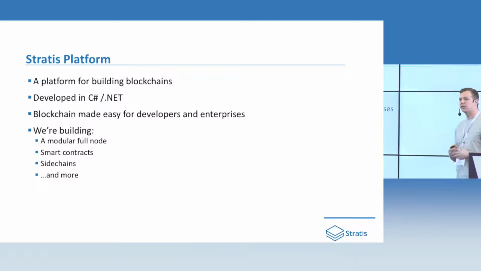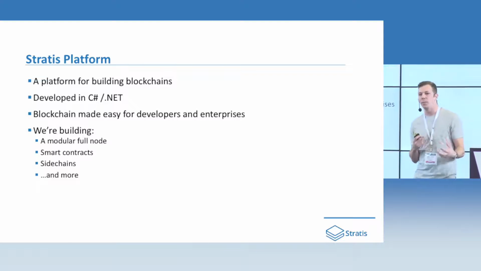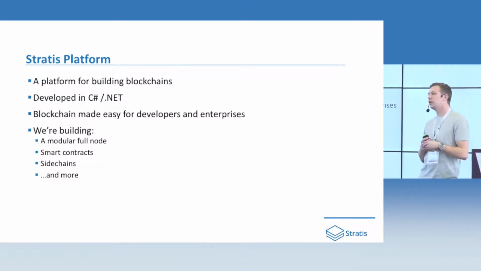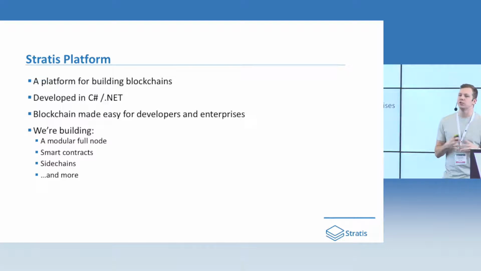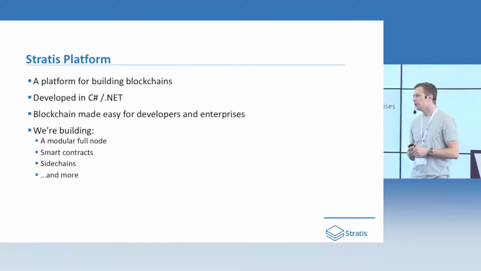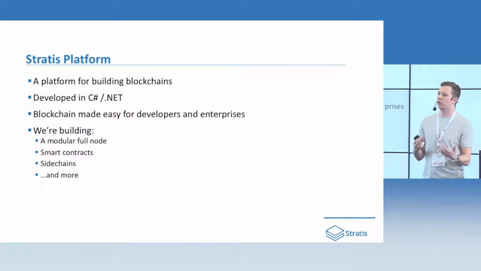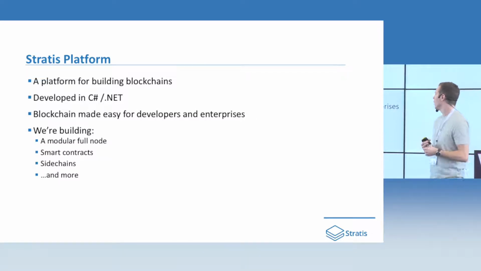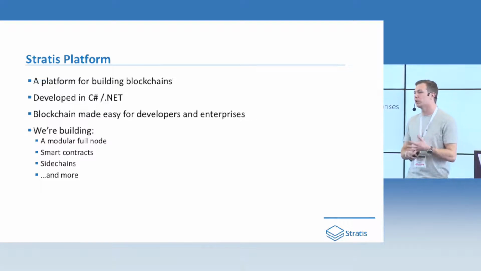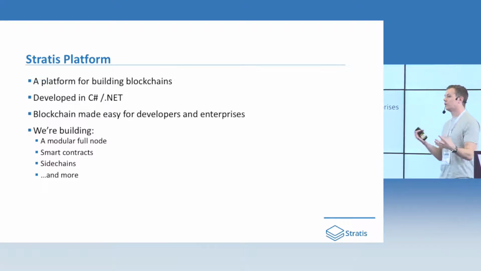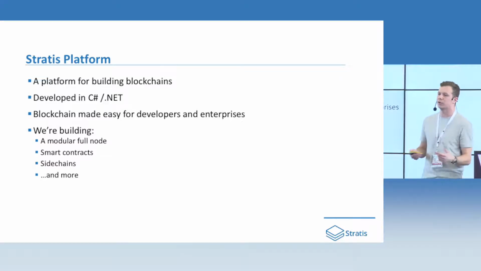So Stratis, basically what we do is we provide a platform for building blockchains. It's completely developed in C# and .NET, and it's built to be as user-friendly and developer-friendly as possible. The barrier to entry for blockchain development is just extremely high, and we really want to lower it. So we build a bunch of things. It starts with mainly a modular full node, so you can build any network that you need to. You could build your own blockchain at home, maybe plug in proof of work, plug in proof of stake, maybe you want it to be a side chain, maybe you need smart contracts. All of this can be really easily done in one C# code base. On top of this, we're then building, of course, things like smart contracts and side chains.